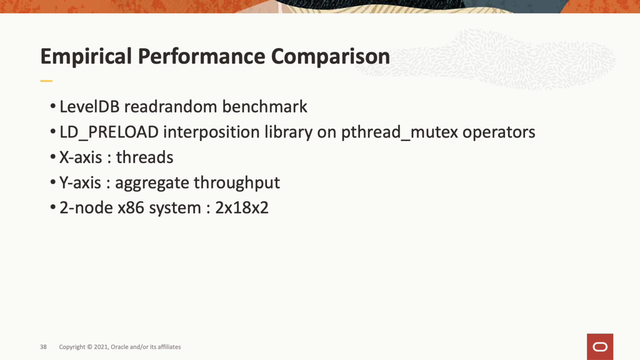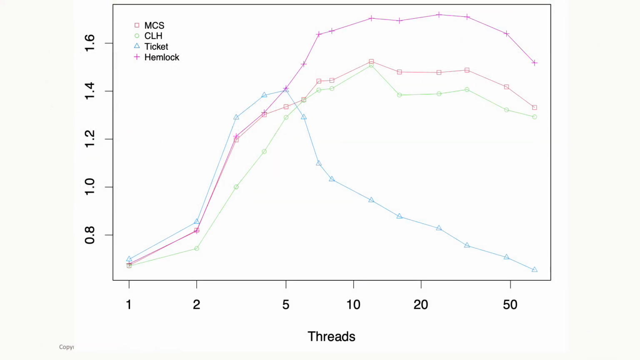On the x-axis, we have the number of threads, and on the y-axis is aggregate throughput. We used a 2-node x86 system. The system has 2 nodes, 18 cores per node, and 2 logical CPUs per core, for a total of 72 logical CPUs. As we can see, Hemlock does relatively well compared to CLH and MCS.